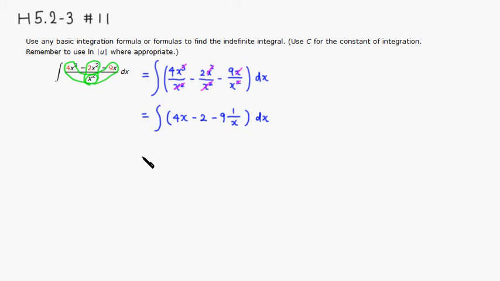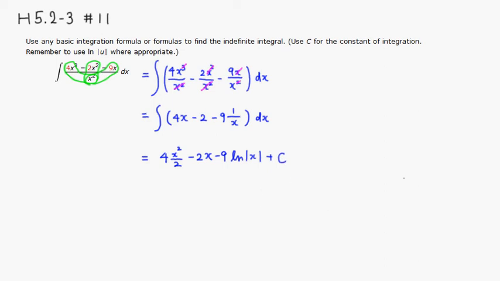Then just finding the antiderivative. 4 is just a constant in front. The antiderivative of x would be x squared over 2: add 1 to the power and divide by that power. Then negative 2, the antiderivative is negative 2x. And a negative 9 in front, but the antiderivative of 1 over x is the natural log of absolute value of x. Then you would have plus some constant c.